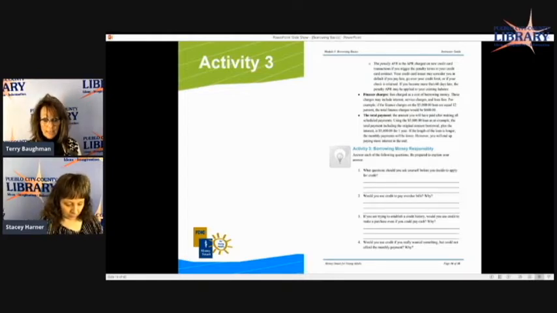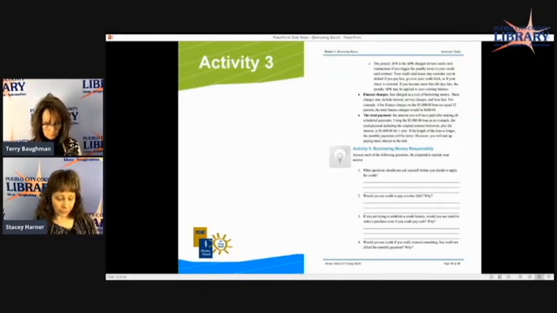If you're trying to establish credit history, would you use credit to make a purchase even if you have cash that could pay for it? And if so, why? This is actually yes, and the reason is that this will help you to establish credit, but please make sure that you're wise with that credit. And we'll talk about those scenarios coming up as well. So yes, to establish credit history, sometimes you will need to apply for a credit card, and we'll talk about that a little bit more.